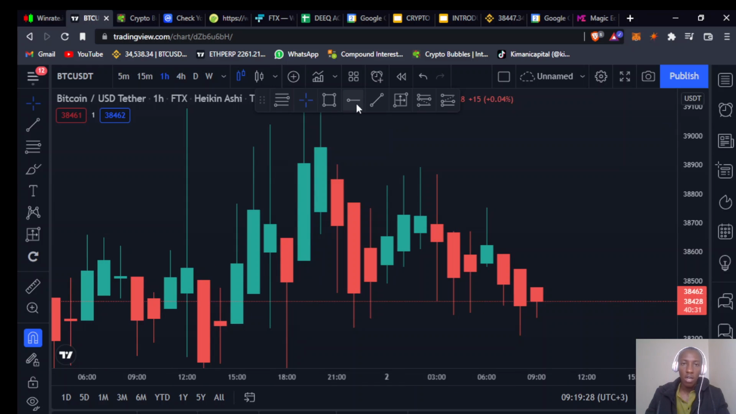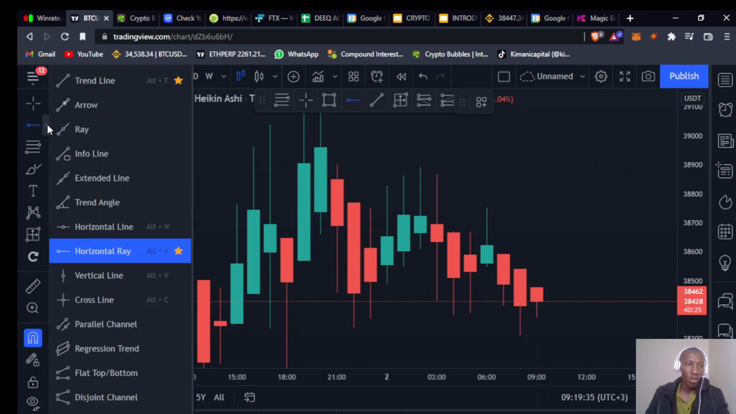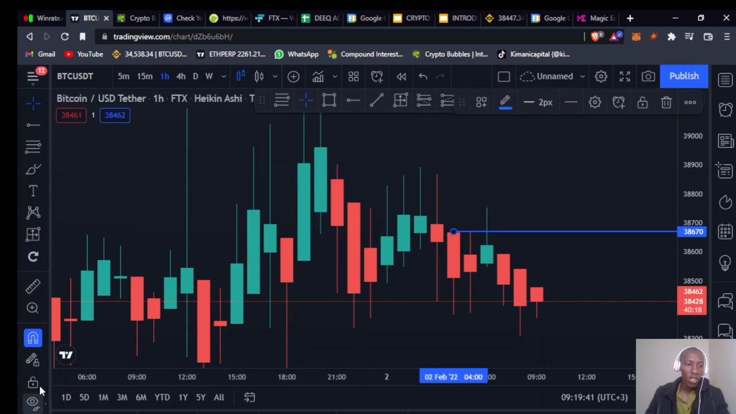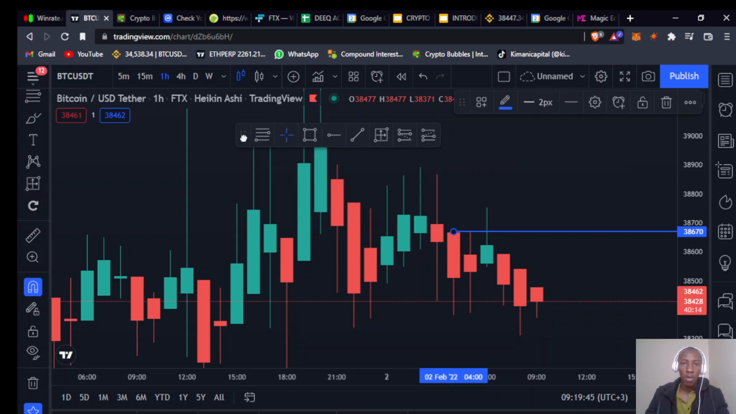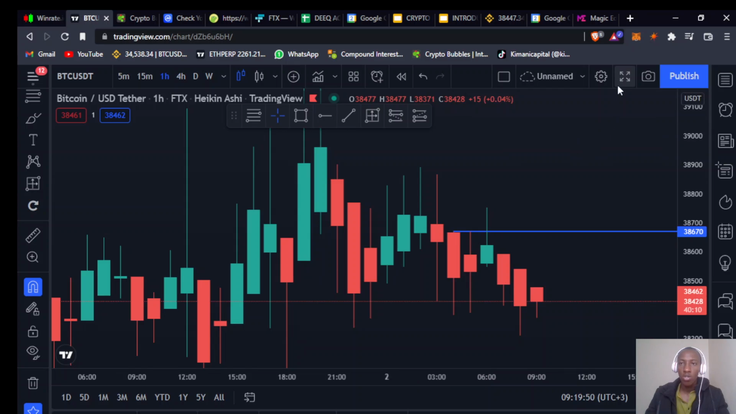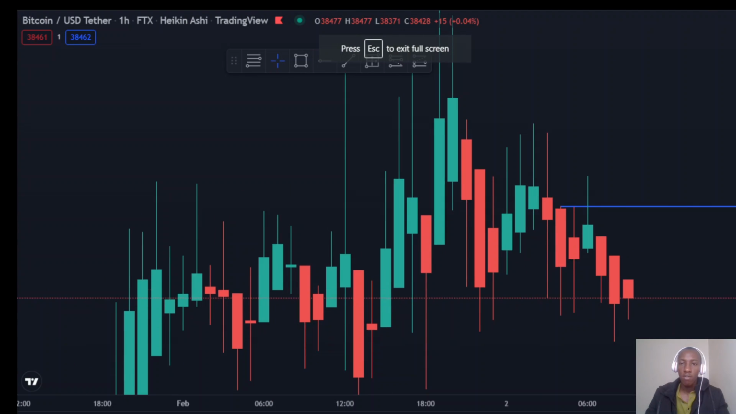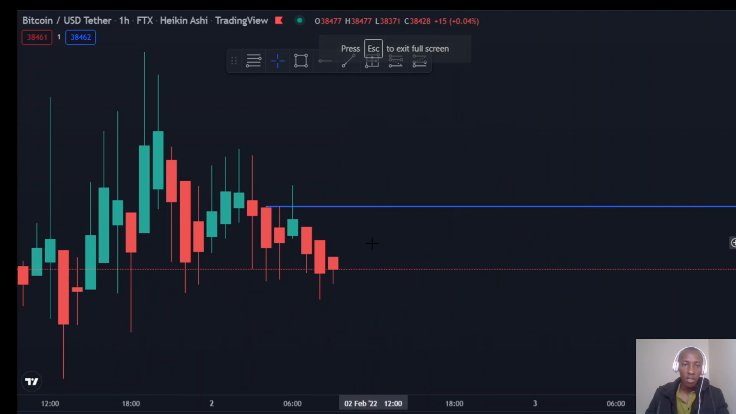So let's just use this tool right here. Just come to here. You can find the trend line. You can see this horizontal ray. Take it, have it on favorite, and then you can just click the favorite button here, and your favorite tools will come here, so you can use it even when you have the entire screen to see it clearly.